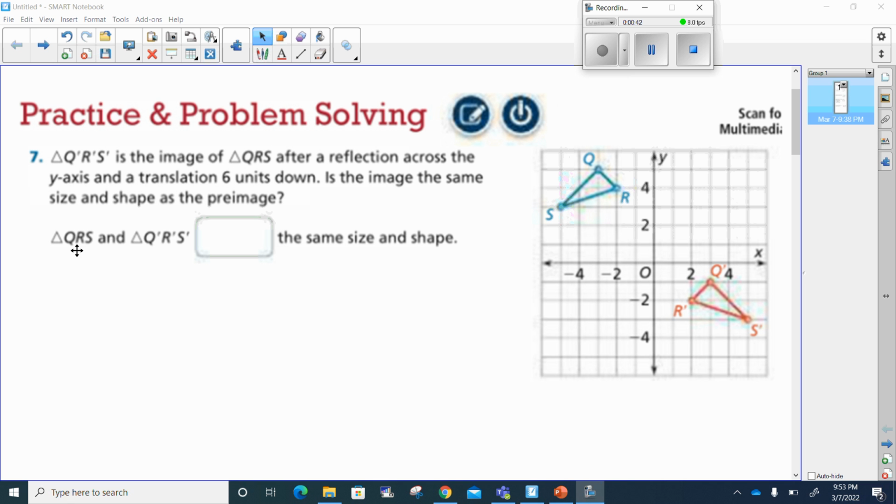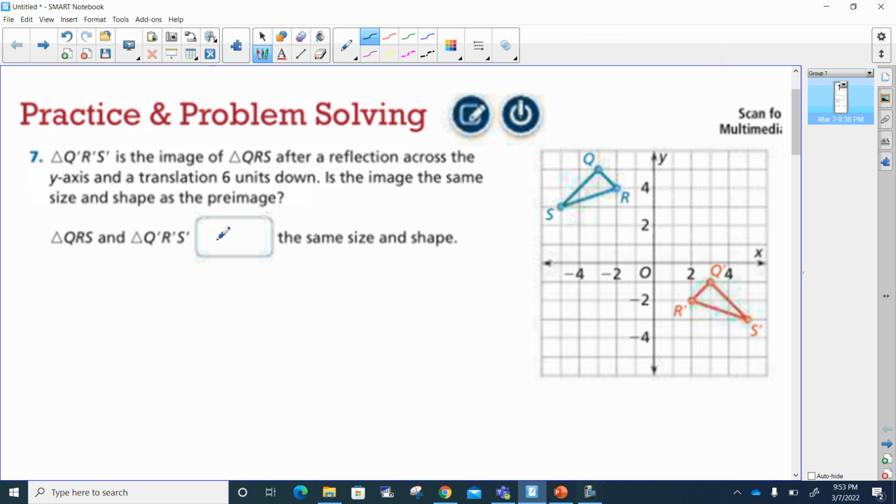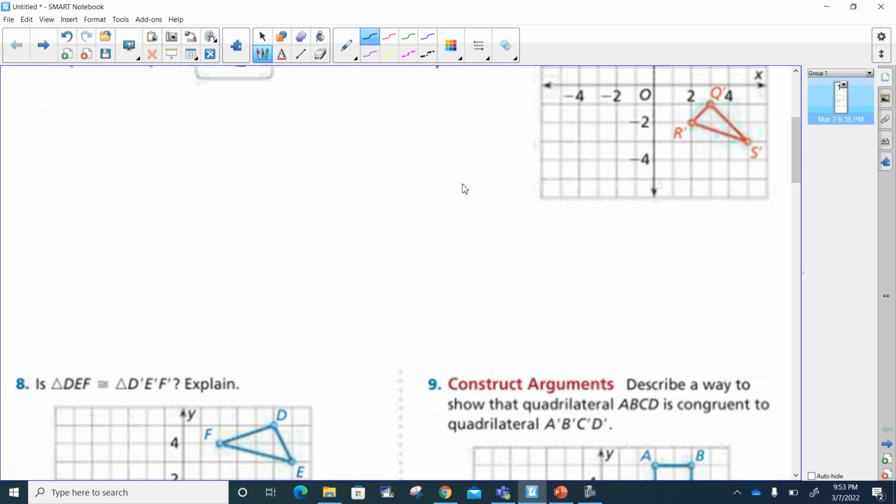It says triangle QRS and QRS prime blank, same size and shape, and that's pretty simple. They are the same size and shape. All right, let's move to the next one.